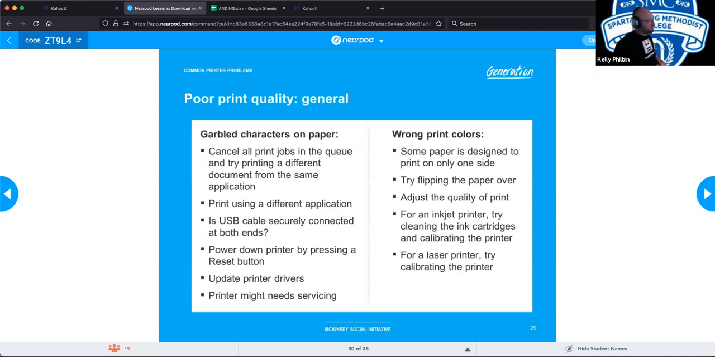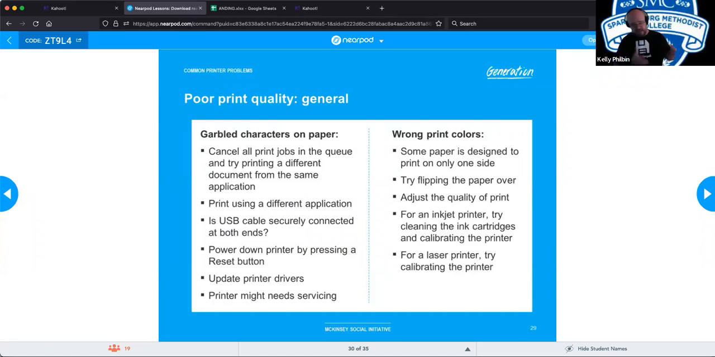Adjust the quality of your print, because it might be set at a lower quality. And if it's an inkjet, try cleaning, because you may have partially clogged nozzles on the cartridges. And also recalibrating the printer, because the dots may not be lining up properly. They may be off by a couple millimeters, and so the colors don't blend properly. So recalibrating the printer is a really good fix for this.